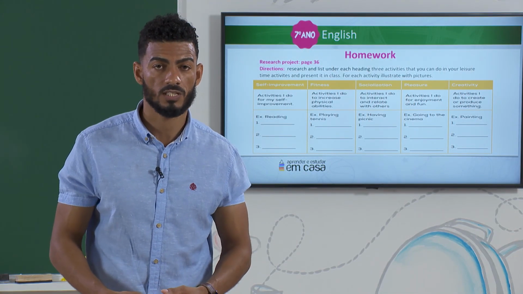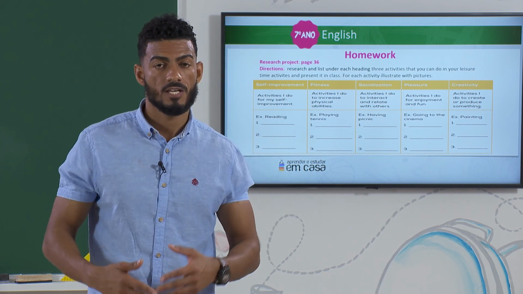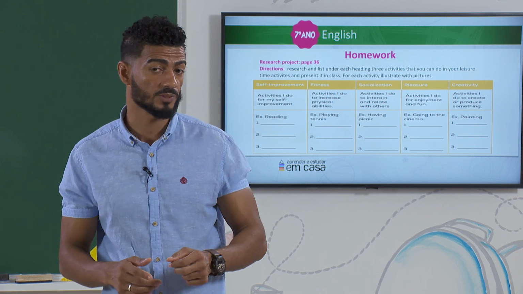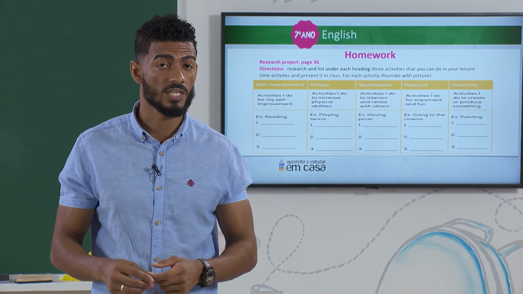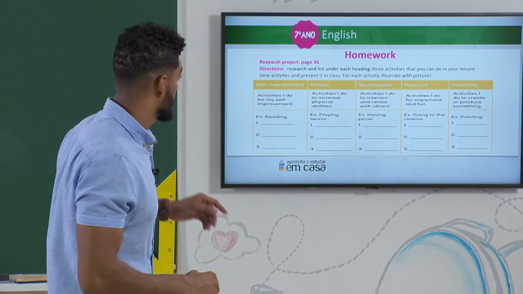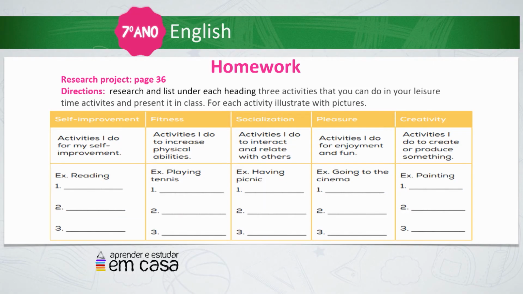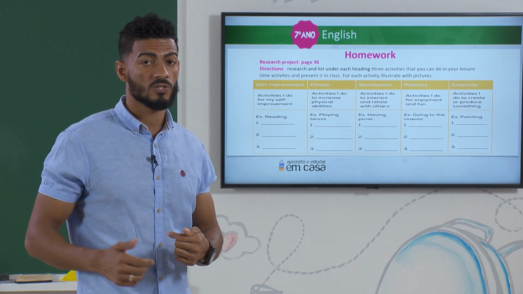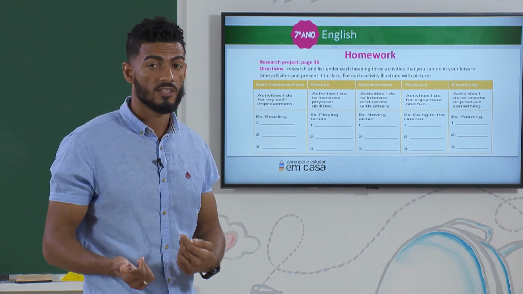So as homework, you have to do a research project. This research project, you can find it in your book on page 36. So here, what do you have to do? You have to research and list under each heading 3 activities that you can do in your leisure time, and you have to present it to your teacher. So for each activity, you have to illustrate them with pictures.